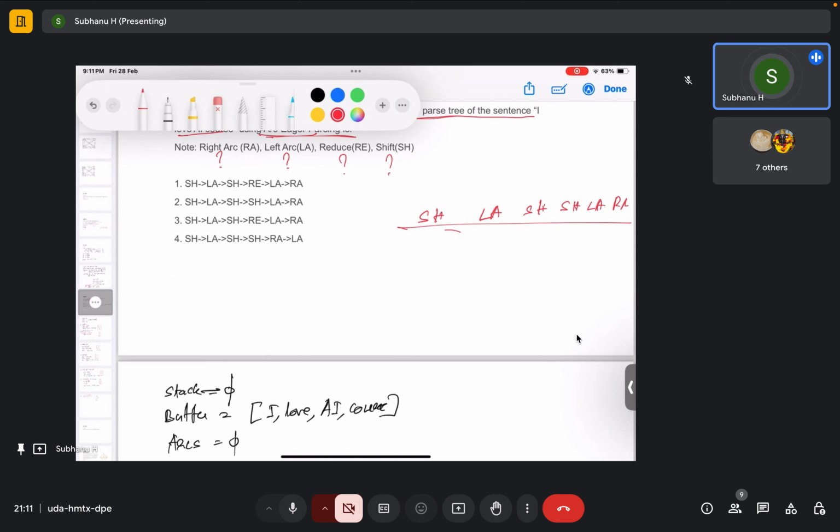Fine. So the option is given like this, but in my assumption, this should be the right answer.